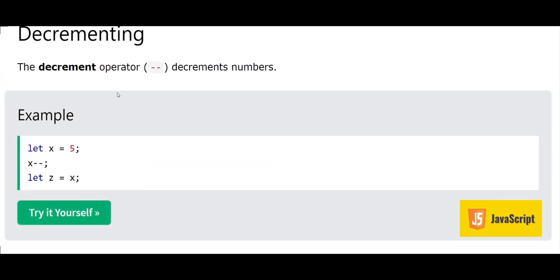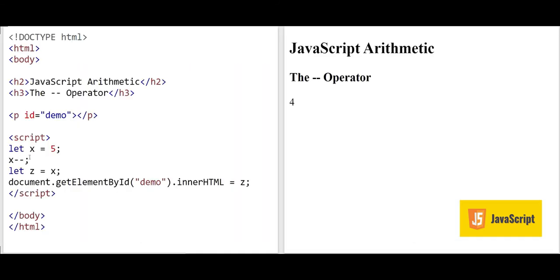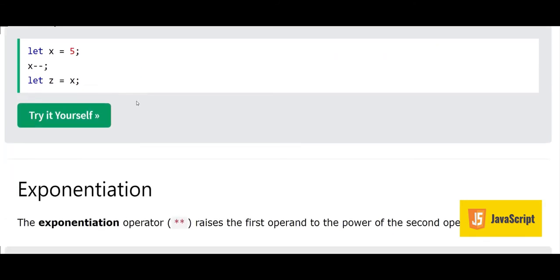Decrementing is to decrement the variable value by 1, reduce by 1. Here we have 5. When we decrement, it becomes 4, as you can see the answer there. So here is our variable 5, then after that we are doing decrement, and let z is equal to x, so it reduces the value from 5 to 4.